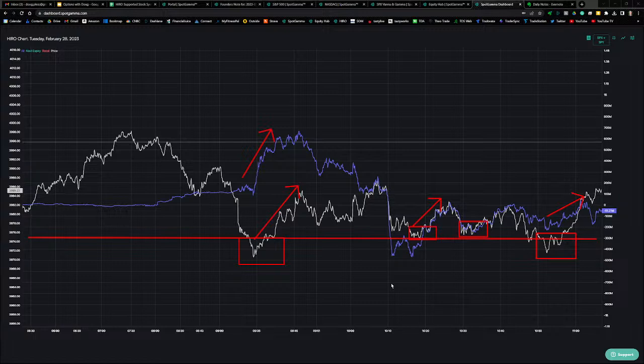And we saw that all of these long entries, and this is what I was looking at, long entries confirmed with order flow and hedging flow.